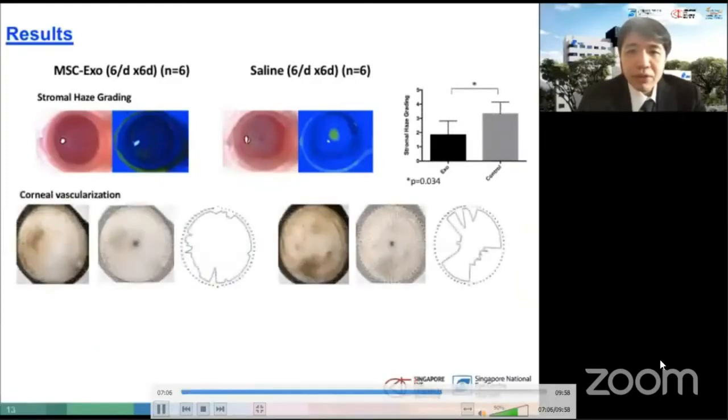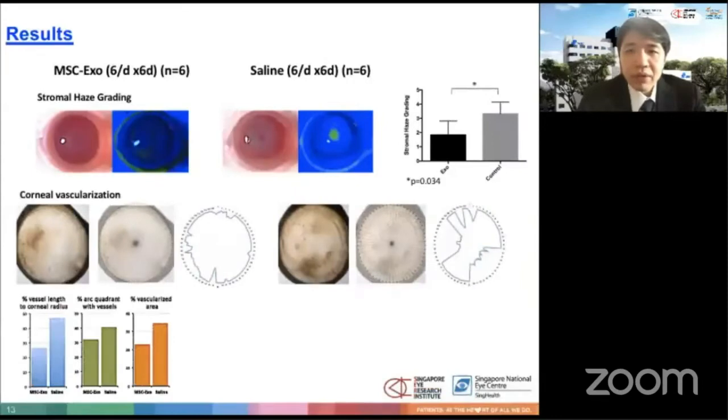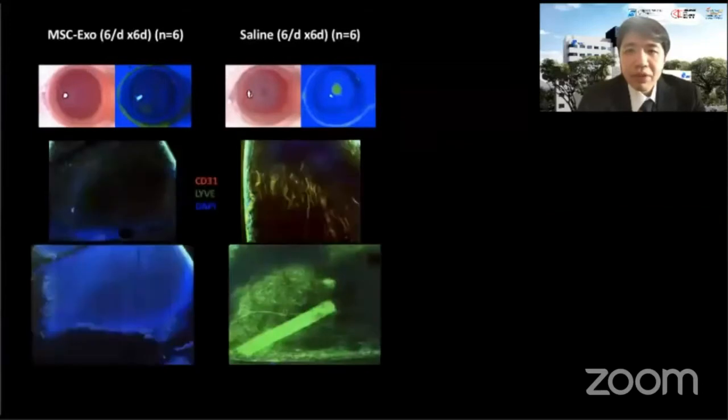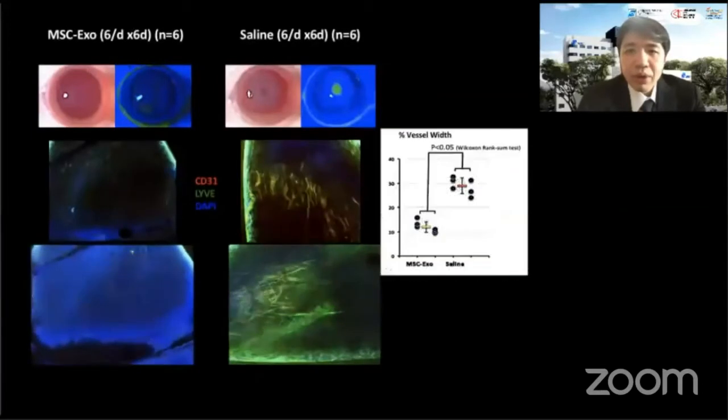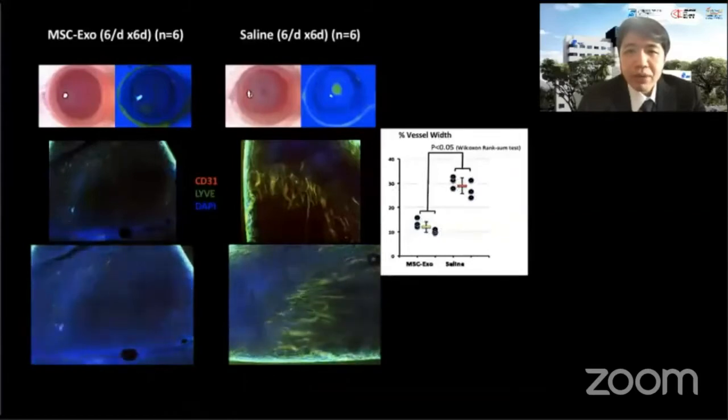We also observed less corneal neovascularization in the exosome group. By quantifying these vessels, we showed lower vessel length, percentage quadrant of involvement, and area of vascularization. Immunostain also shows less angiogenic markers expressed and significantly lower vessel width compared to controls. This shows that application of exosomes has an anti-angiogenic effect following corneal injury.